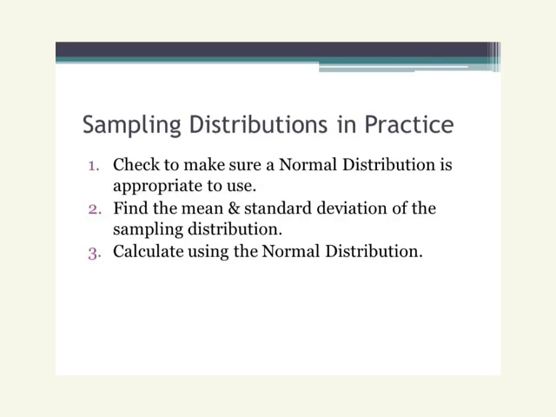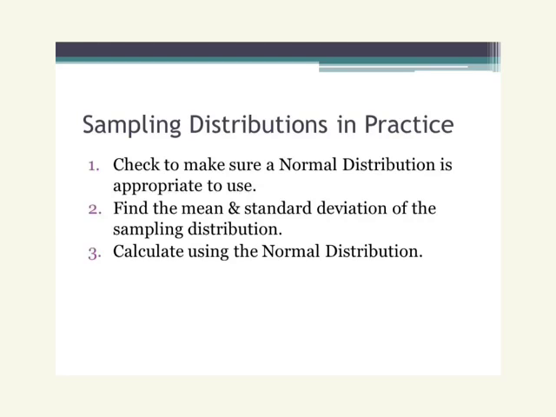The first thing I want to do is remind you of the process for working with a sampling distribution in general. These were the exact same three steps that we put up yesterday as we dealt with sampling distributions and proportions, and we're going to use the exact same steps today as we work with sample means. Step number one, we need to make sure that a normal distribution is appropriate to use. Step number two, we'll find the mean and the standard deviation based on the values of the sampling distribution. And then finally, we'll perform our calculations using the normal distribution.